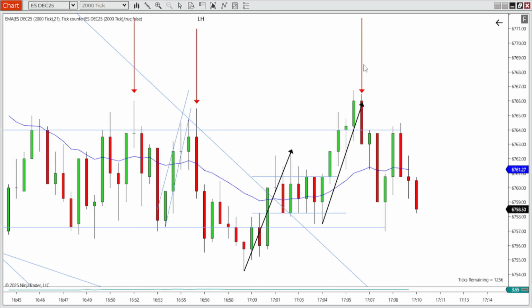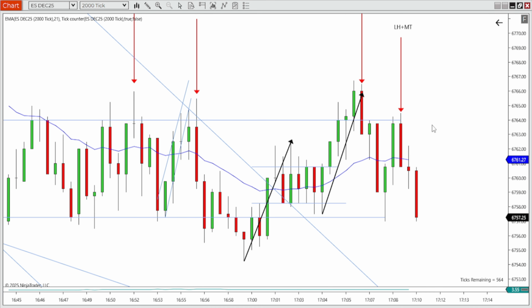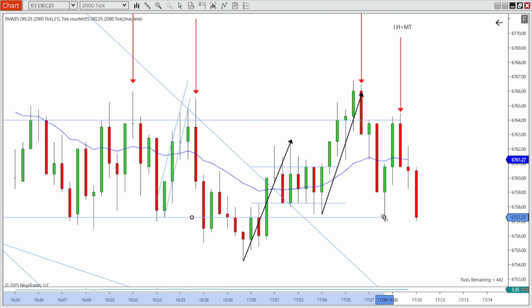So that's the first winning trade of the day. Lower high setup, multiple test, great trade. I missed this 2-legged pullback failed breakout, so I could re-enter on this lower high plus multiple test. Great trade, and yeah, we move on.